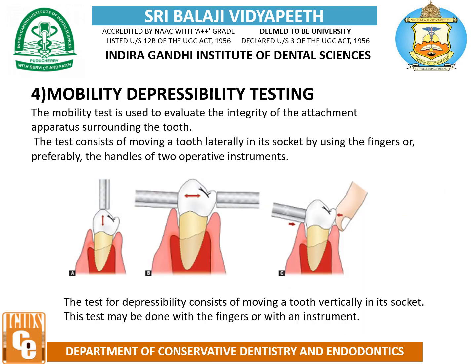Mobility and depressibility testing. The mobility test is used to evaluate the integrity of the attachment apparatus surrounding the tooth. The test consists of moving a tooth laterally in its socket by using the fingers or preferably the handles of two operating instruments. The test for depressibility consists of moving a tooth vertically in its socket. This test may be done with the fingers or with an instrument.